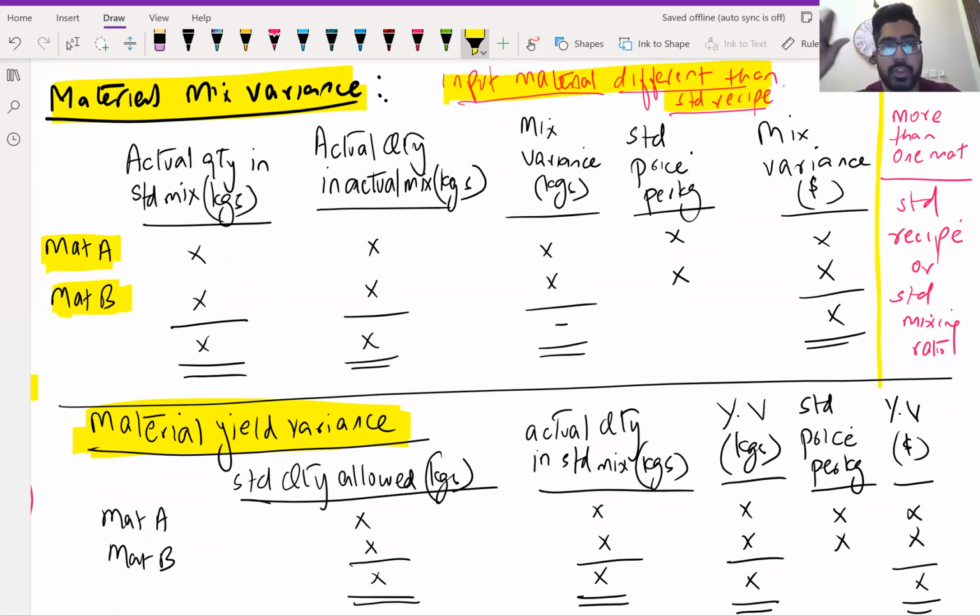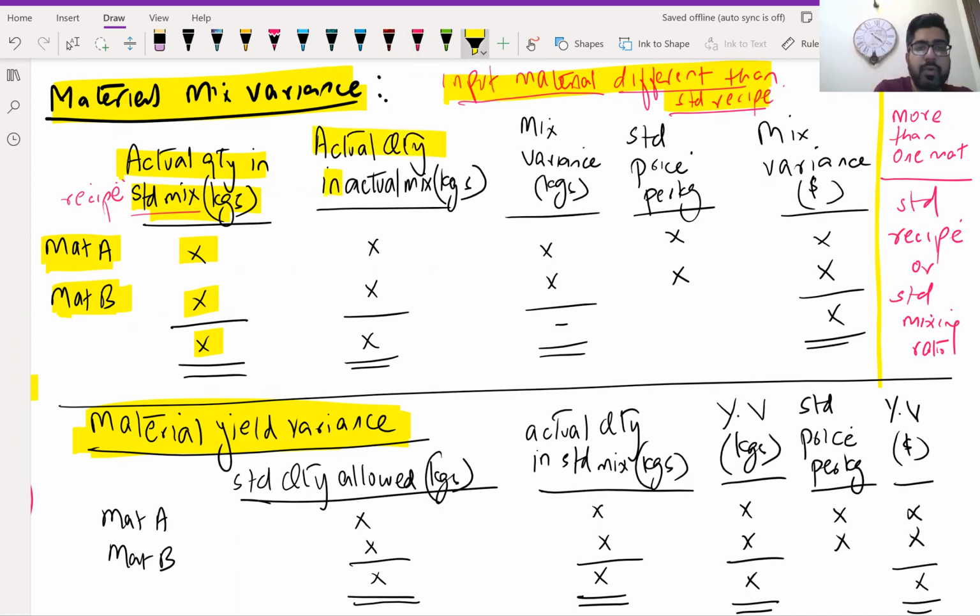So let's suppose you have a product having 2 materials, you make 2 rows. What is the format? It's not lengthy. Only 2 columns need to be learned, rest are very easy. The first column is called actual quantity in standard mix. Write the actual quantity in standard mix. Standard mix means recipe. Okay.